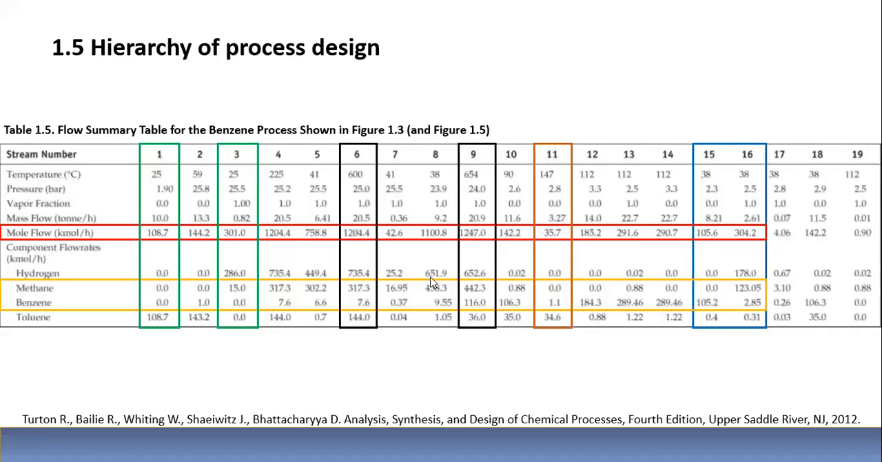Vemos que a pesar de la reacción, de los 735,4 kilomoles por hora de hidrógeno, salieron 652. Y esa es la causa por la cual la conversión es bien baja: el hidrógeno ha estado realmente bastante en exceso de lo requerido estequiométricamente. Mientras que el tolueno vemos que entró 144 y salieron 36. Este sí reaccionó considerablemente.